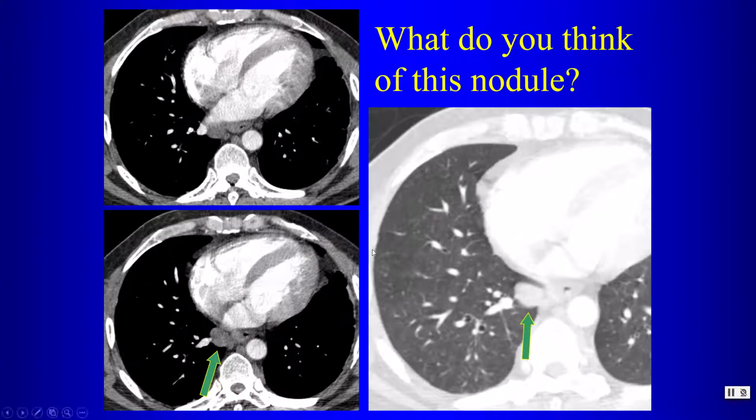Now, what about this case? Here again, we have what looks like a nodule on the chest CT scan. Here it is on the lung windows. If I give you a few seconds to think about this case, what do you think this might be? Is this a real lung nodule or is it something else?